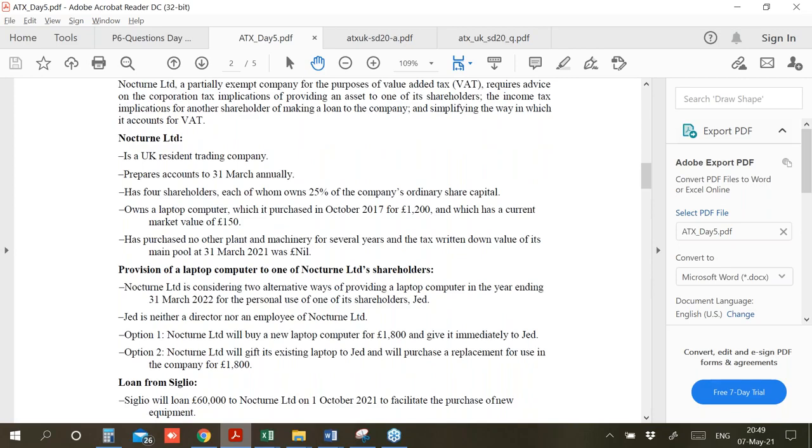So guys, I'll stop here and ask: if the person is not a director or employee, but only a shareholder, can we provide him any asset? Just answer me in yes or no. I'm not asking about tax implications. Can we provide him any asset as a company?